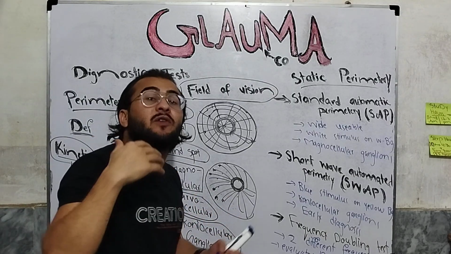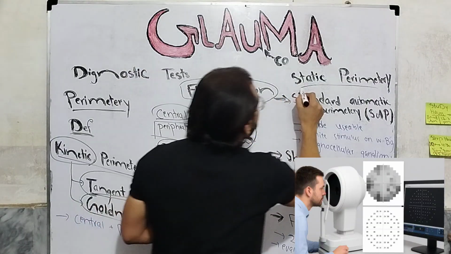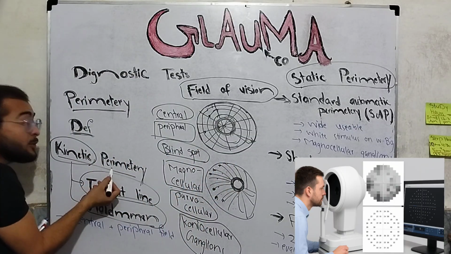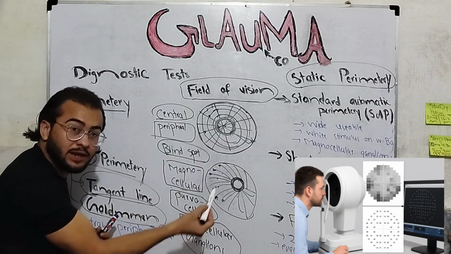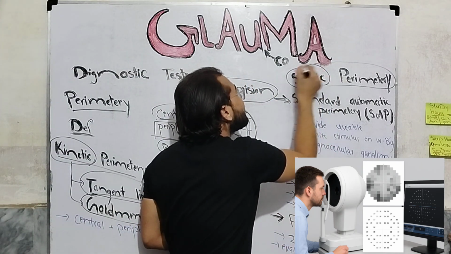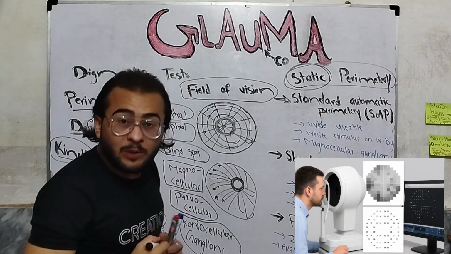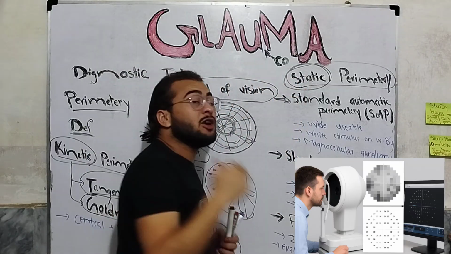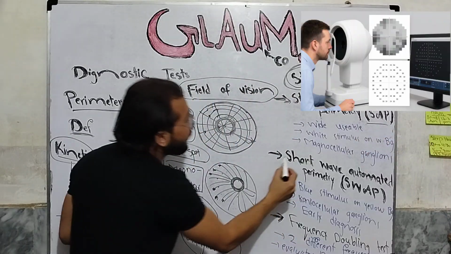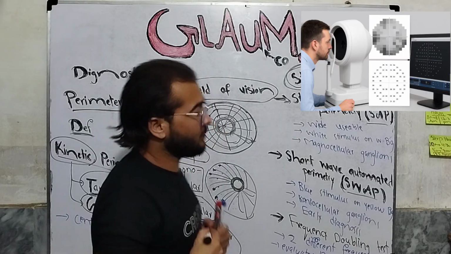Now we can also check for the visual field defects through different types of automated machines. This is called static perimetry. The kinetic perimetry is manual, we are checking every point manually. But static perimetry uses machines, and the stimulus which we show the patient will be static, so that's why it is called static perimetry. This static perimetry is mainly of three types. We can have standard automated perimetry, SAP, shortwave automated perimetry, SWAP, and we can have the frequency doubling test.